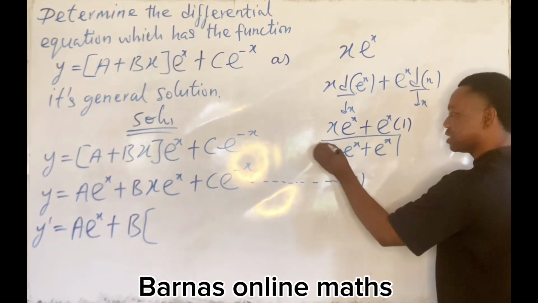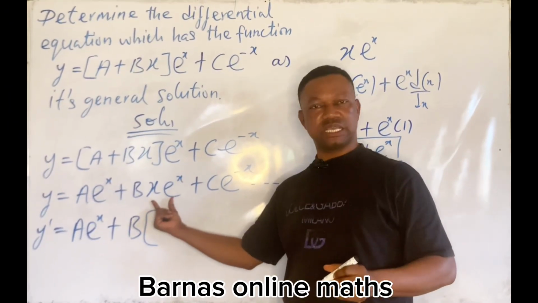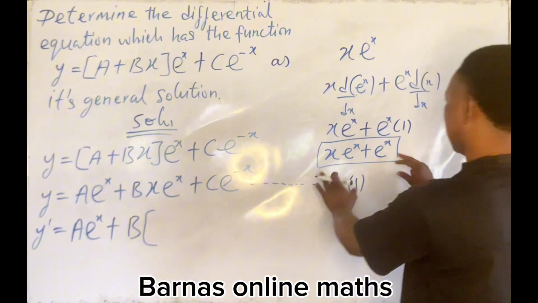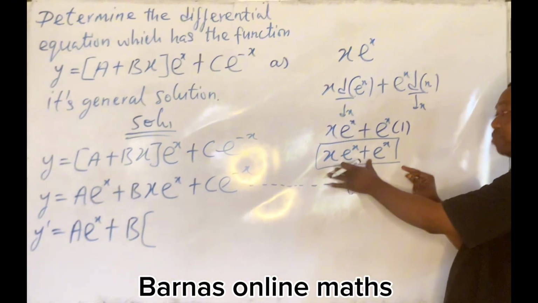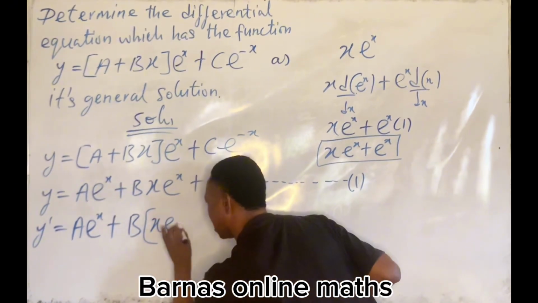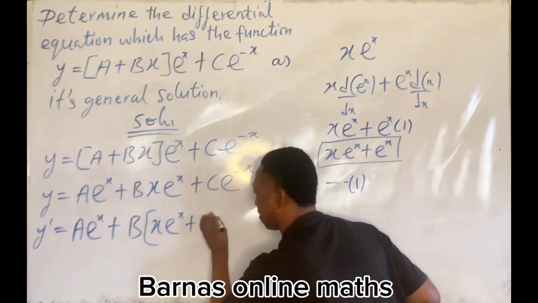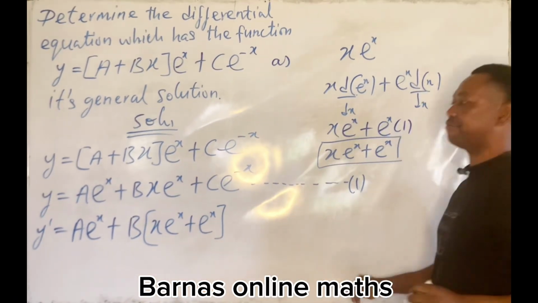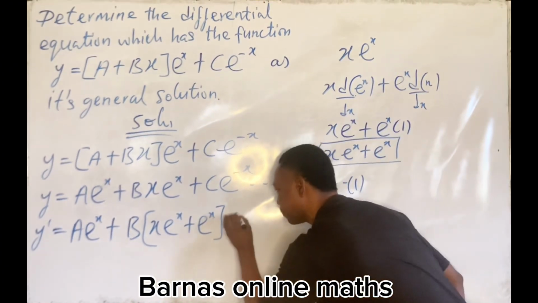Which simply means that if we differentiate x e to the power x, we are going to have x e to the power x plus e to the power x. So here we're going to have x e to the power x plus e to the power x. That's what we have.